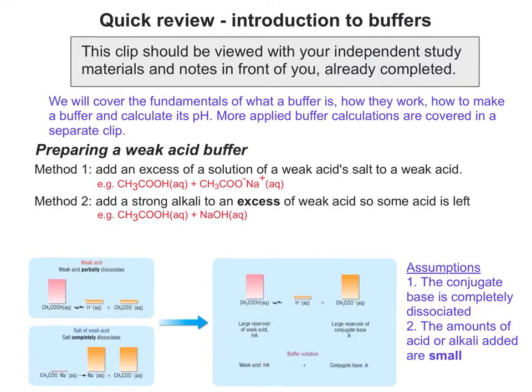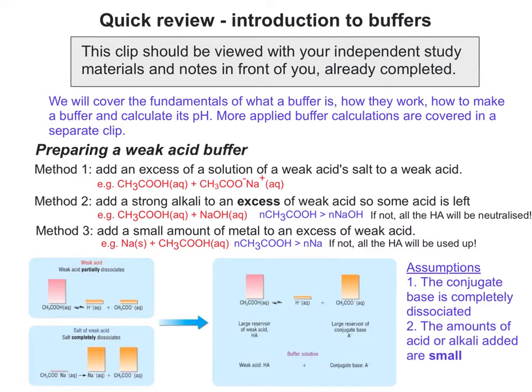The second method is to add a strong alkali, such as sodium hydroxide for example, to an excess of weak acid, so some acid is left. But it's essential that the number of moles of weak acid is over and above the number of moles of NaOH. If it's not, all of the weak acid will be neutralized. And the third method is to add a small amount of metal to an excess of weak acid. Metals and acid react to make the salt of the metal. The salt of the metal is the conjugate base, isn't it? So here we need to make sure that the number of moles of weak acid is greater than the number of moles of metal that you add. If it's not, again all the weak acid will be used up.